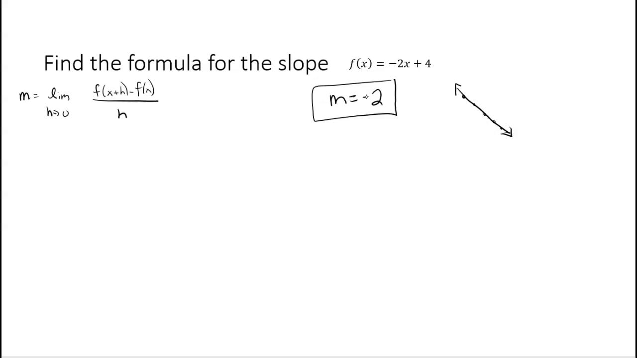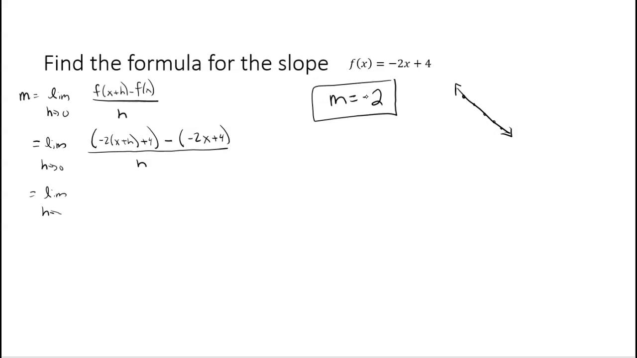But let's go ahead and prove that it actually is negative 2 by finding the limit. All right, so the first thing I'm going to do is replace in parentheses x plus h and then plus 4 in my first function. And then my second function, I'm just going to write down the negative 2x plus 4 all over h. So this is another way that we can do it instead of writing it off separately.